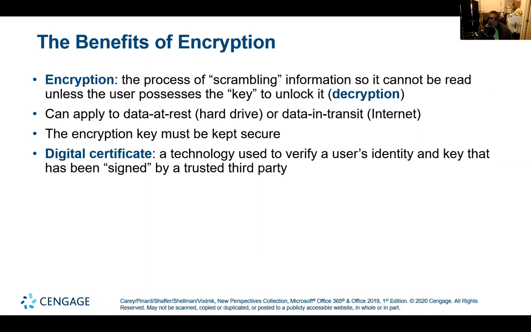Encryption is the process of scrambling information so that it cannot be read unless the user possesses the key to unlock it. Decryption. It can apply to data at rest, such as a hard drive, or data in transit, such as the internet. The encryption key must be kept secure. Digital certificates are technology used to verify a user's identity and keep that has been assigned by a trusted third party.